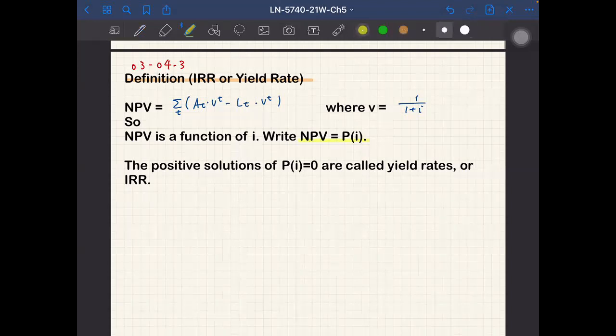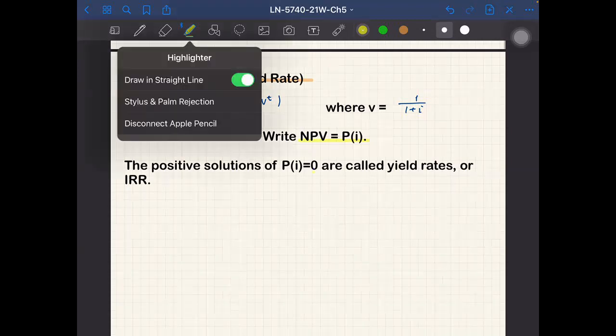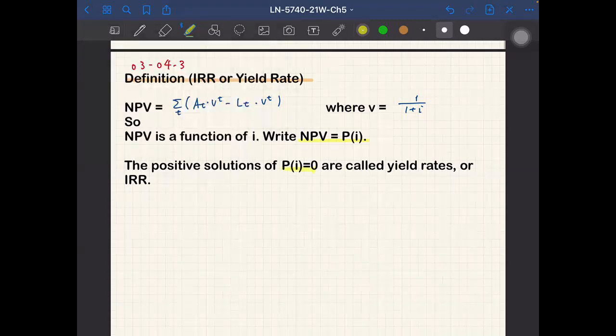So if all t's are integer, this is a polynomial, I mean the rational function of i. And in general we may have any shape, any power function, but at least this is a function of i, so we can write this as P of i. Then IRR is the solution of P of i equals 0.